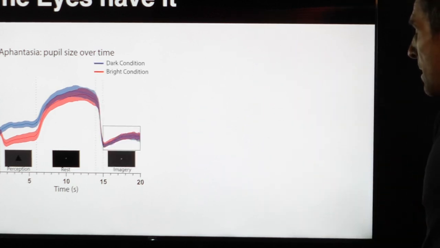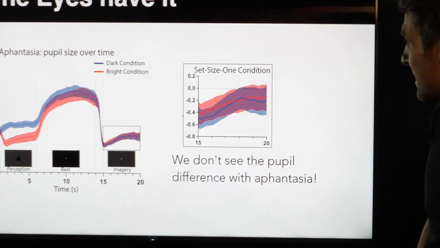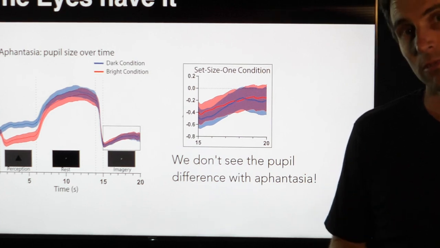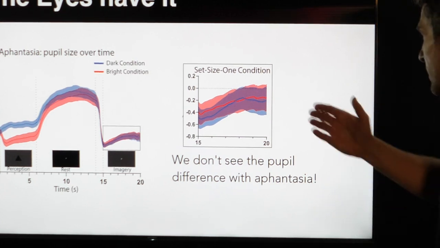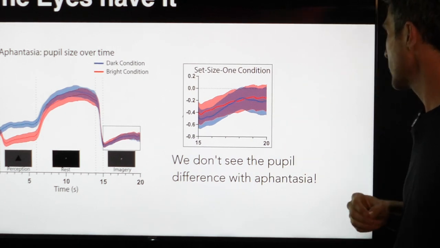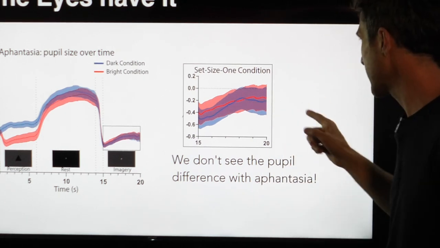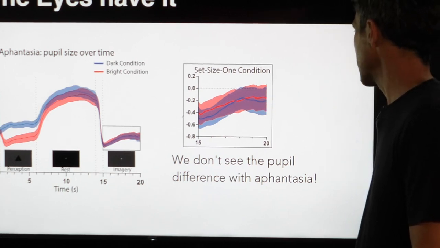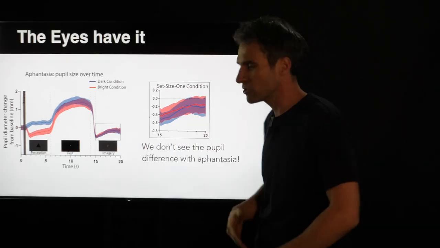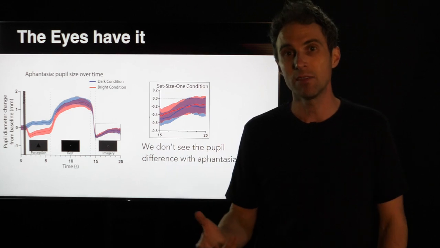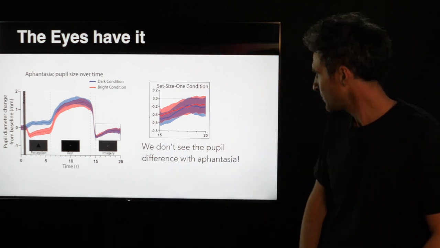Here, then we go to the imagery period. And what we see there is that there's no difference. Okay, so these individuals with aphantasia that we're testing, they're trying to imagine, and how we know they're trying to imagine I'll explain in a second, but there's no difference between the dark and the bright condition there. So their imagery just can't differentially drive their pupil in the same way it can if you have imagery or attempts at imagery.